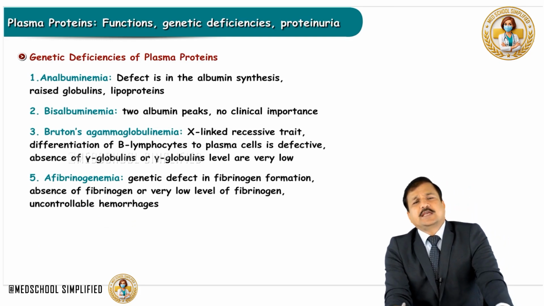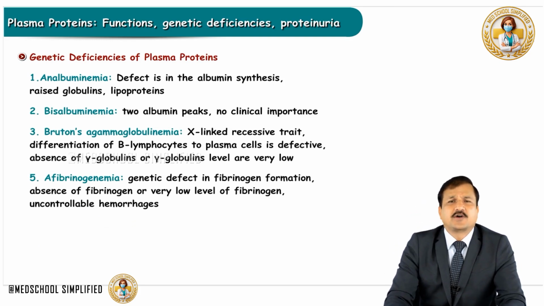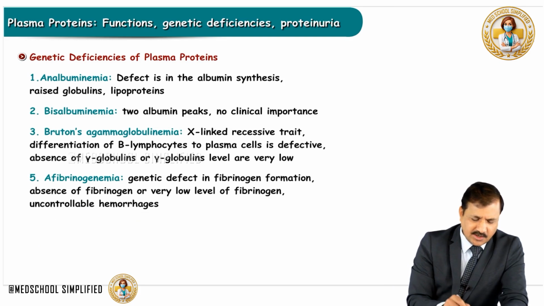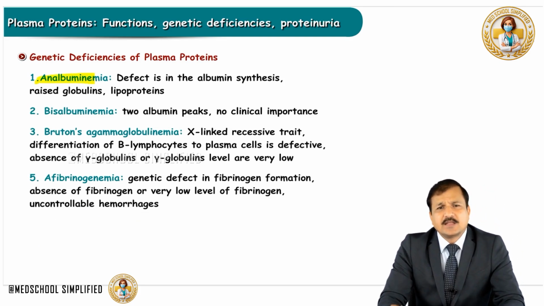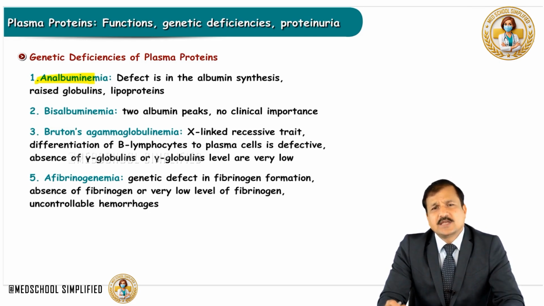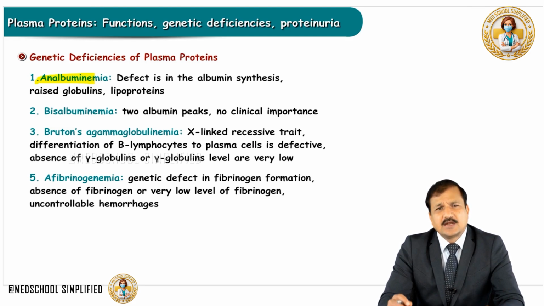Now let's move on to see genetic deficiencies of plasma proteins. The first disorder that I am going to discuss here is FMGE. This is an inherited disease in which albumin is very low or completely absent. A defect in albumin synthesis is seen, which leads to FMGE.